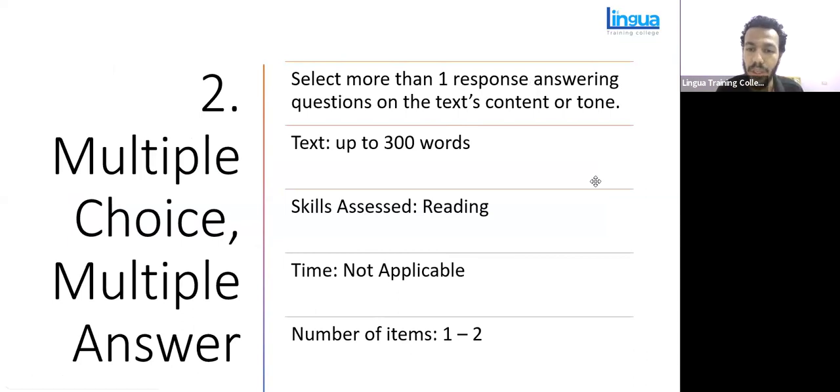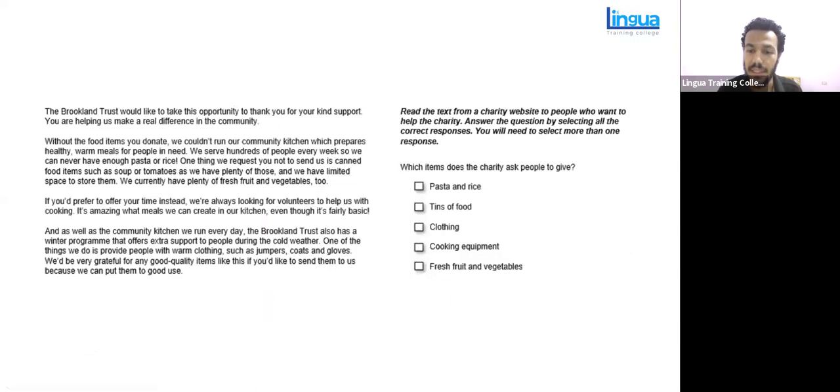MCQ, multiple correct answers in reading. So you select more than one correct answer based on your reading. The text is up to 300 words, and this is for sure assessing reading. The task comes once or twice. That's an example. So you read, and you need to choose more than one correct answer.